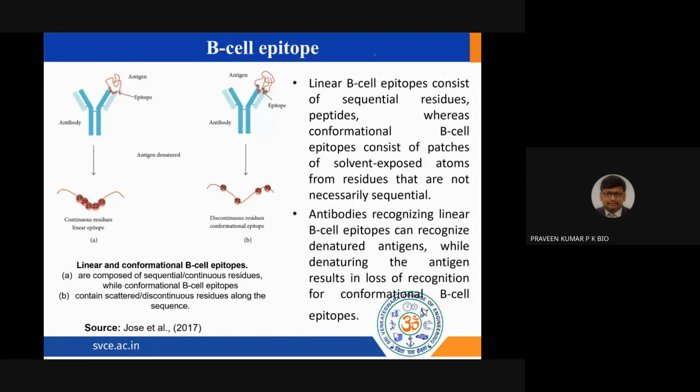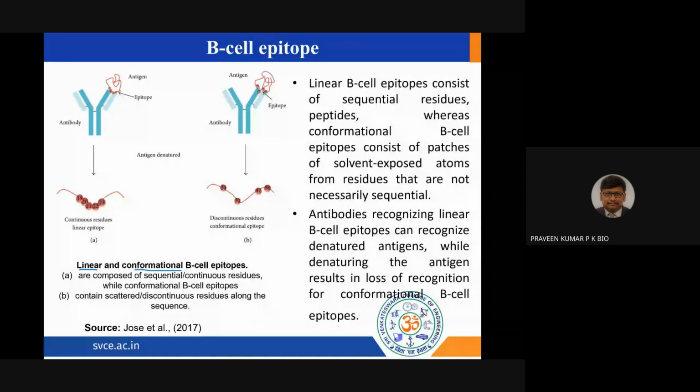Now let's also go to the B cell epitope. In T cells I told you there are two epitopes, cytotoxic and helper. How about in B cells? In B cells we have two types of epitopes: one is linear, the other is conformational. In the linear one, all the amino acids in the epitope bind with the paratopic regions of the antibody, and you find continuous amino acid residues which interact with the paratopic region.